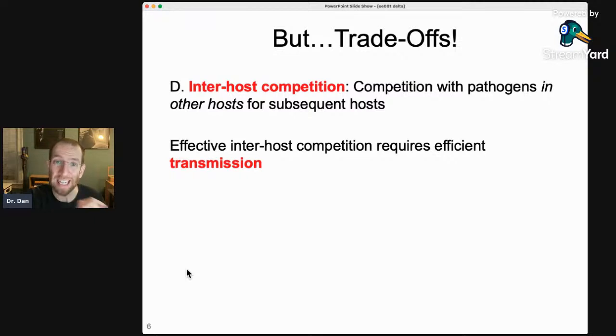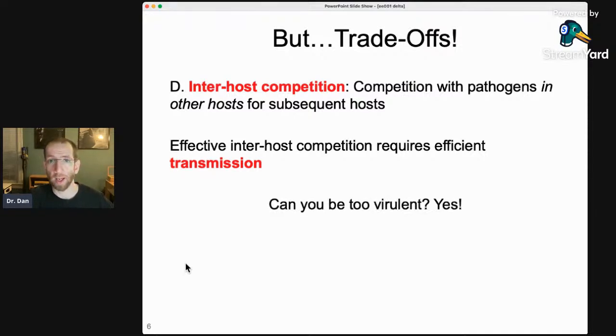So effective inter-host competition, competition between hosts, requires efficient transmission. You have to be good at getting from one host to another in order to be an effective competitor in the inter-host arena. Now, this leads to an interesting question. Can you be too virulent? And of course, the answer is yes, right? Just think about this thematically, just kind of conceptually, right?